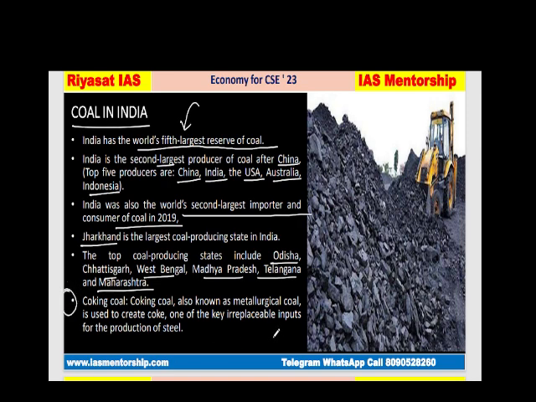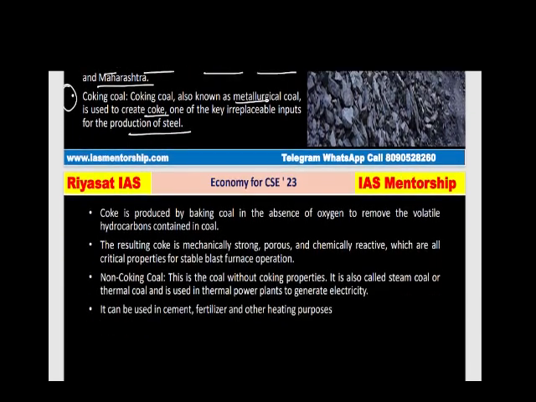Basically, coking coal is a type of coal. It is also known as metallurgical coal. This is used to produce coke. What is coke? Basically, coke is used in the production of steel. Remember it. Coke is used in production of steel. Clear? How is coke produced?